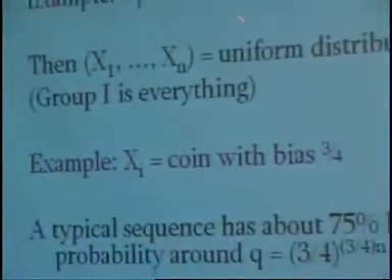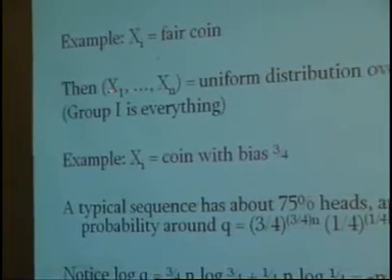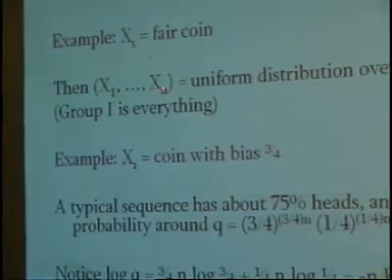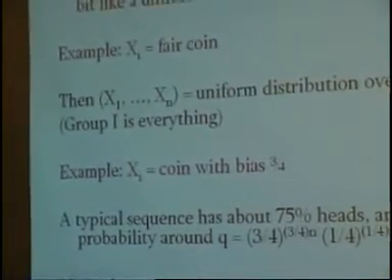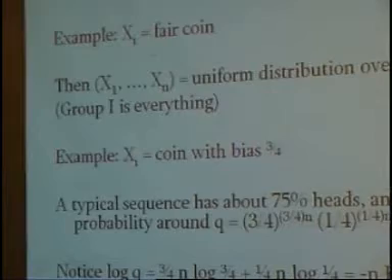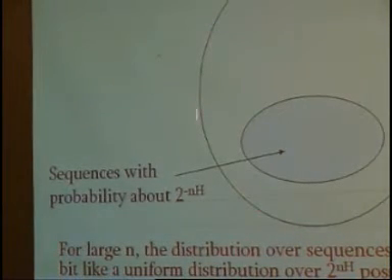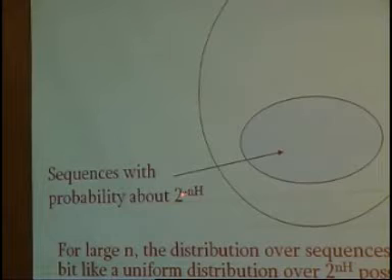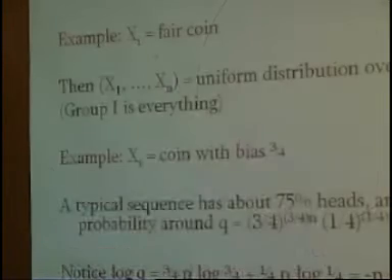So let's look at some examples of this. For instance, a fair coin. If we draw n samples from a fair coin, and we look at the sequences we get, then we just have a uniform distribution over all possible outcomes. So in that case, we just occupy this whole space. All possible outcomes are about equally likely, the entropy is 1 in that case, and each of them has probability 2 to the minus n. So the number of outcomes is 2 to the n.